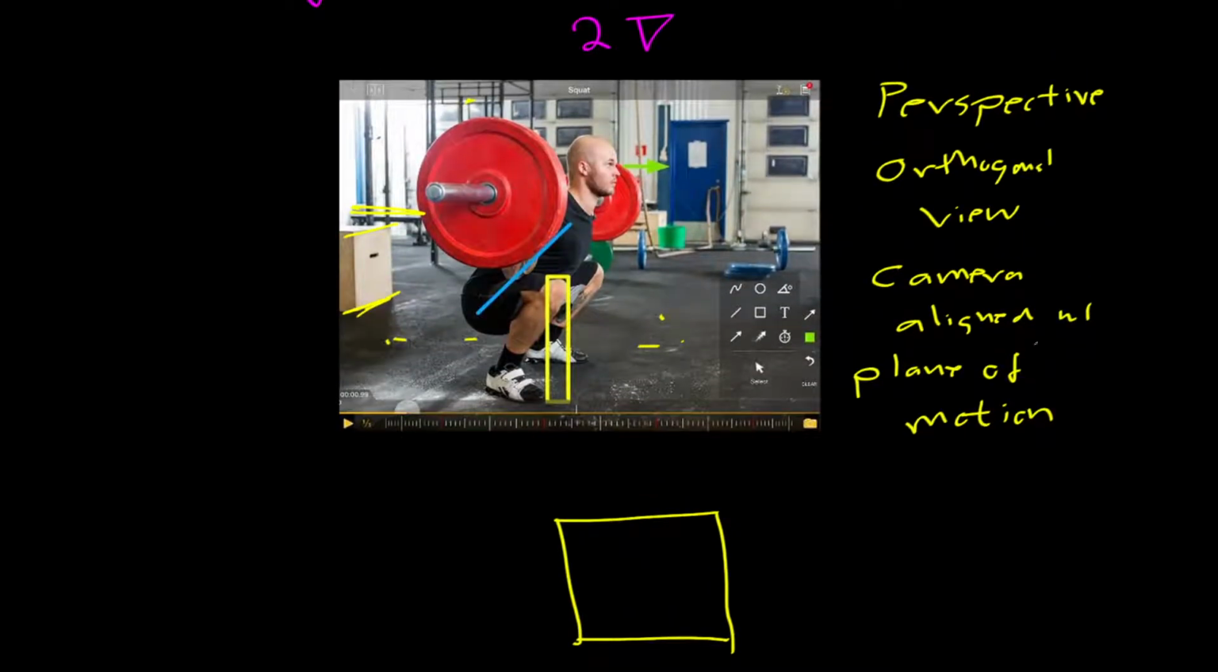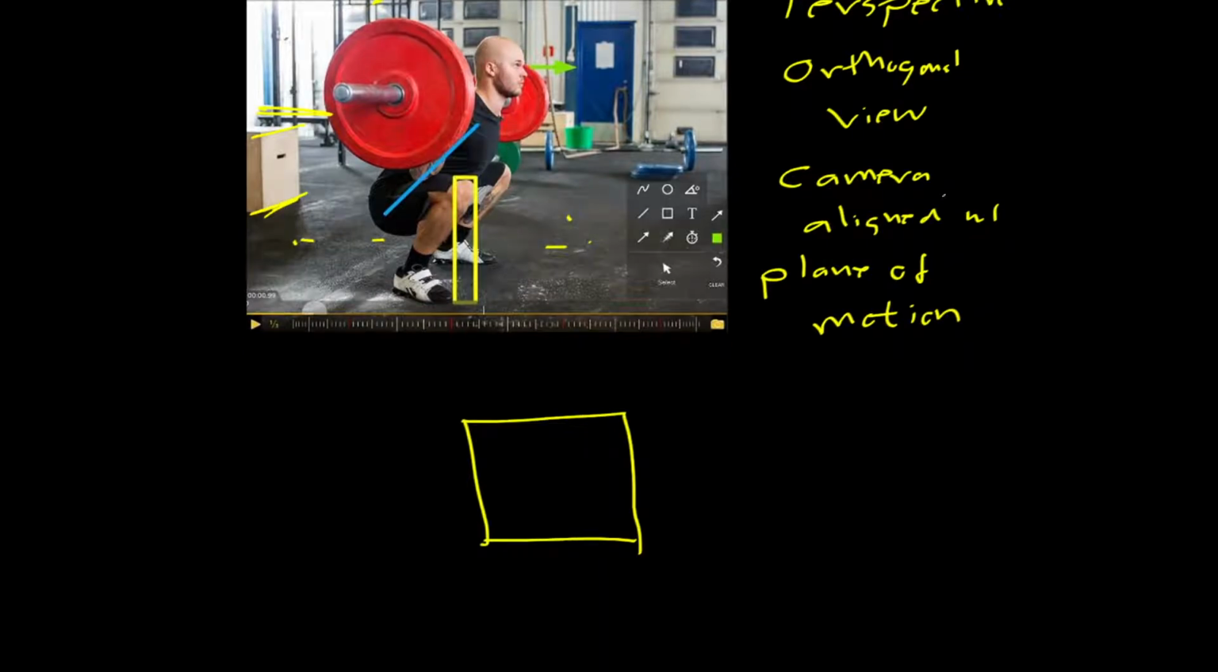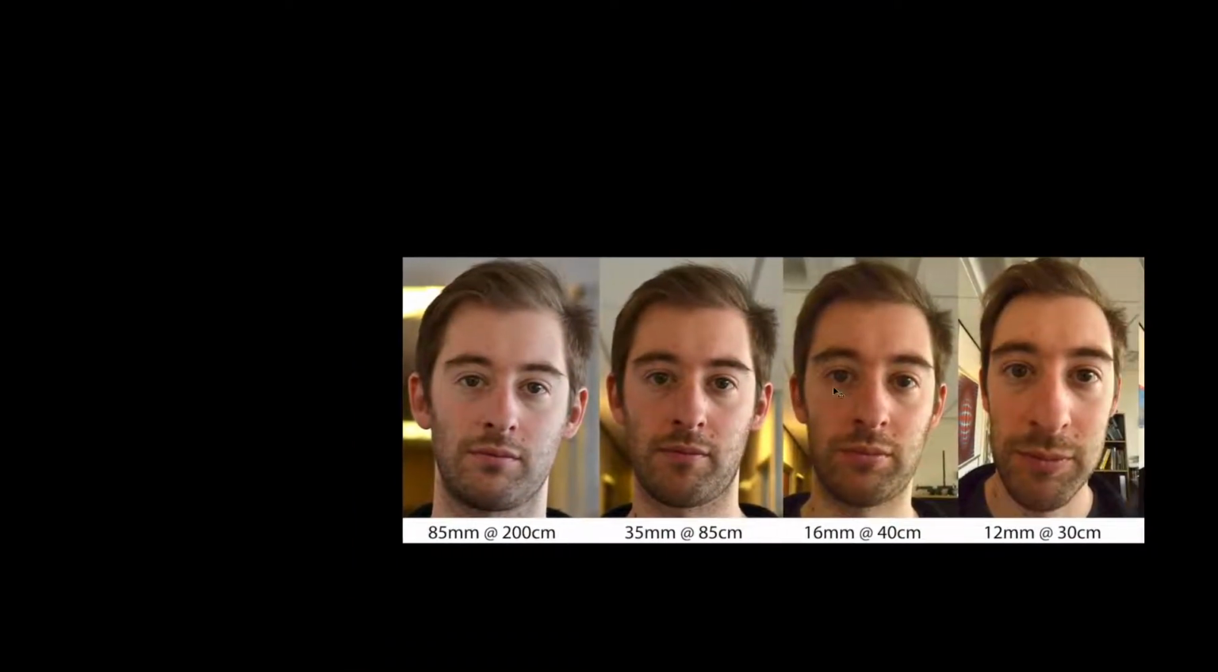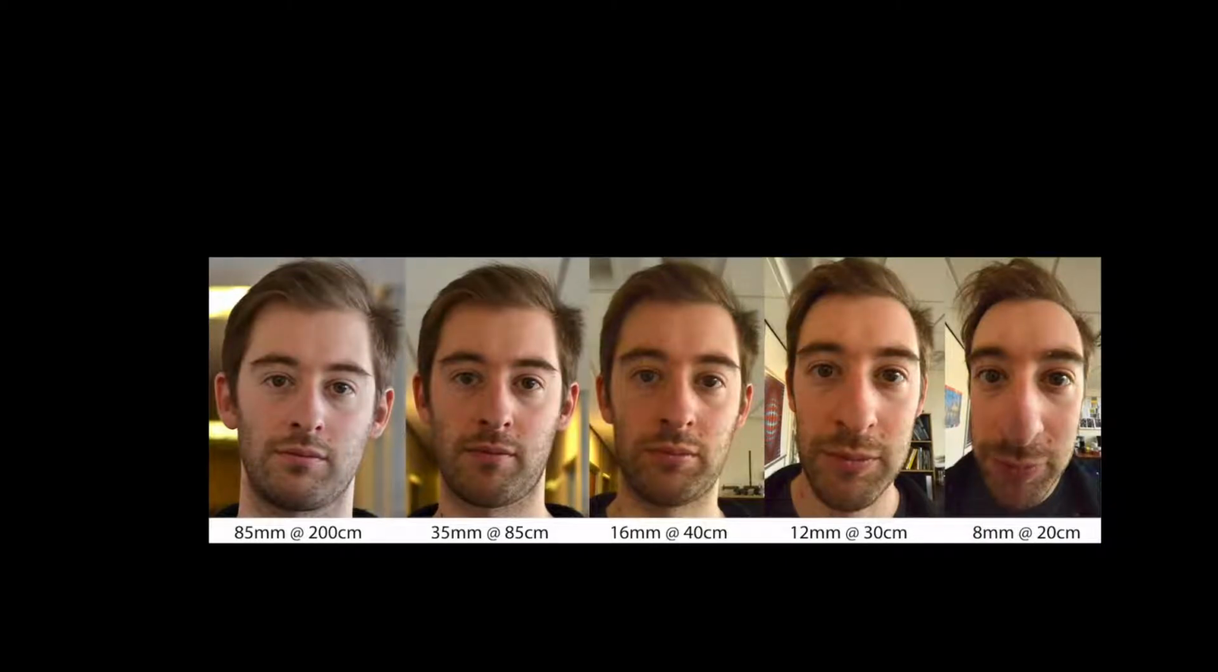The other issue to be aware of, this is less of an issue for, say, full body weightlifting motion, but the other problem to be aware of if you're using a camera to get kinematics is something called lens distortion. You may be familiar with this, but you don't know the name for it. If you're taking a selfie and you have your camera too close to you, you get this really weird distortion.